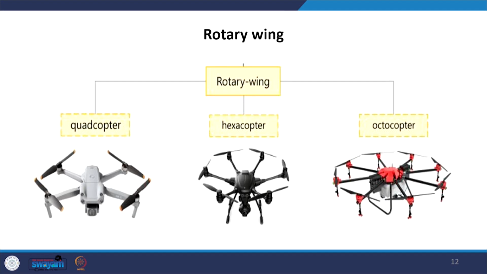If you look at the classification of the rotary wing, I am showing you the popular one, the quadcopter. The quadcopter has, as you can see, 4 rotors. The hexacopter, as the name suggests, has 6 rotors, and the octacopter has 8. Each of these has its own merits and demerits. As the number of rotors increases, the cost increases, but the weight lifting capacity and the speed also increase. So depending upon the utility and the funds available, we will go for a particular kind of rotary wing drone.